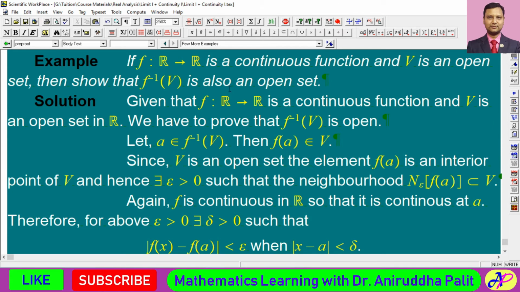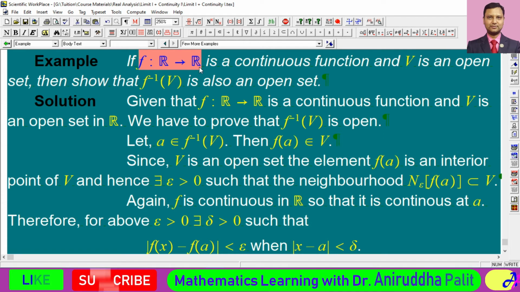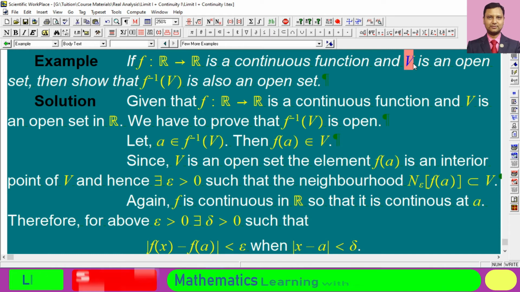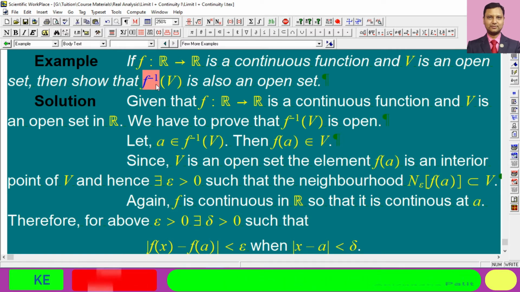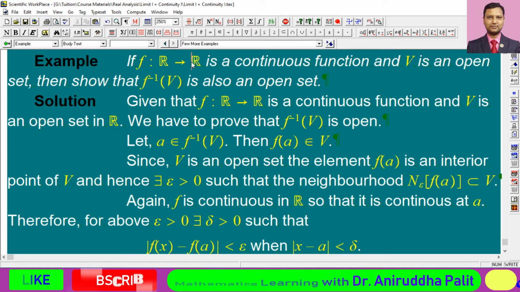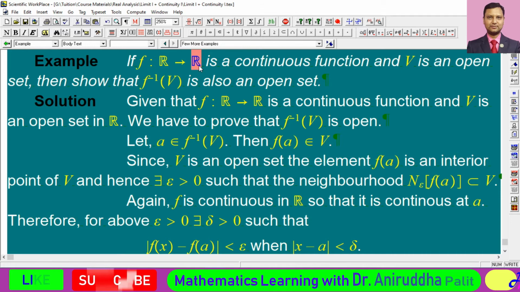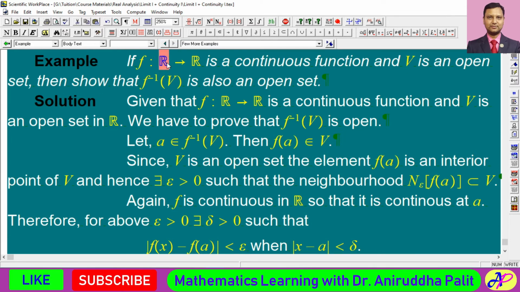নেক্সট আরো একটা এক্সাম্পল আমরা এখানে ডিসকাস করতে যাচ্ছি। এক্সাম্পলটার মধ্যে কি বলা হচ্ছে that if a function f from R to R, set of real numbers R to the set of real numbers R is continuous function and V is an open set, then we have to show that f inverse V is also an open set. So V should be an open set in this codomain set and we have to show that f inverse V is an open set in this domain set.